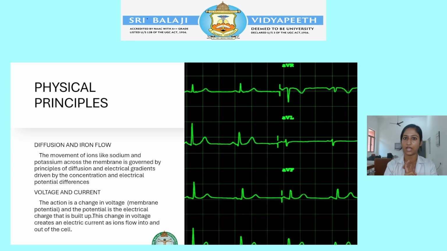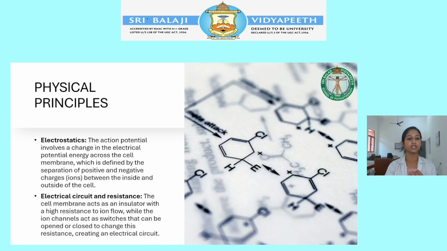The first one is electrostatics, that is going to separate the positive and negative charge inside and outside of the cell. The second one is electrical circuit and resistance. In this, the cell membrane is going to act as a resistance, that is, the ion movement is going to be resisted. The voltage gated channels are going to be switches to open and close. Why? Because only these voltage gated channels are going to change that resistance. Only then will the electrical current be produced.